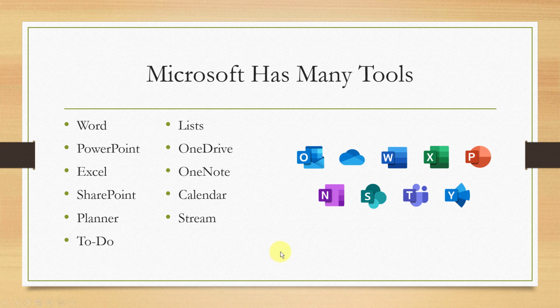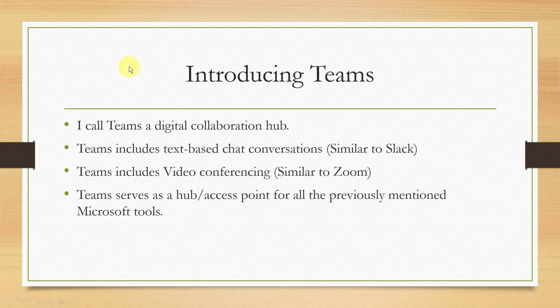So how does Teams fit into this? Well, Teams is one of the newest Microsoft products, and I call it a digital collaboration hub. It adds some new things that Microsoft didn't have before: text-based chat conversations similar to Slack, and video conferencing similar to Zoom. Teams also serves as the hub or access point for all of the older Microsoft tools I previously mentioned, giving us one central location to do all of our work together.